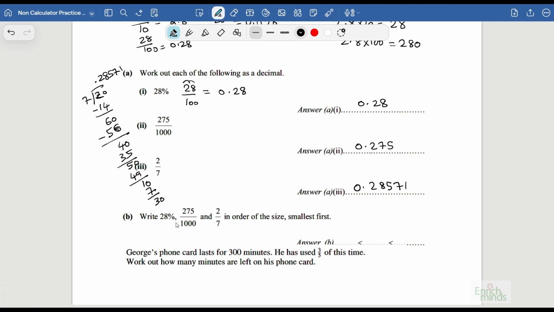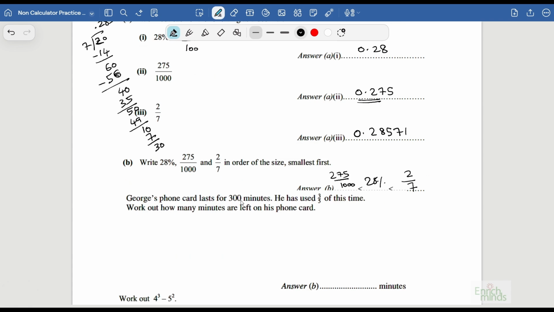Now it wants you to arrange these three numbers in order of size with the smallest first. We have already found the equivalent decimals of these numbers. Out of these three values, we see this is the smallest: 0.275, 0.28, 0.2857. 0.275 is the least of them, which is 275 over 1000. The next is the terminating decimal, which is 28%, and 2 sevenths is the largest of them all.